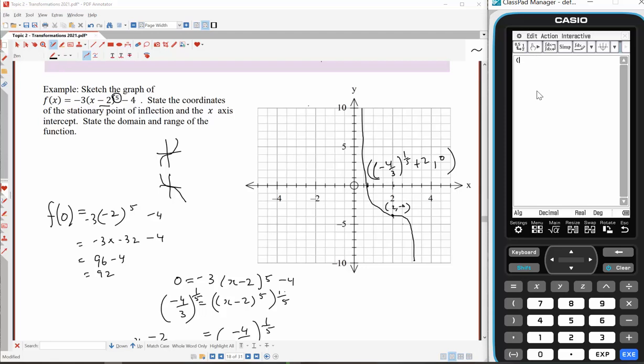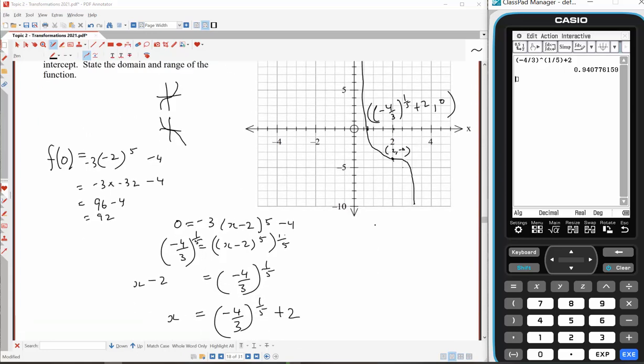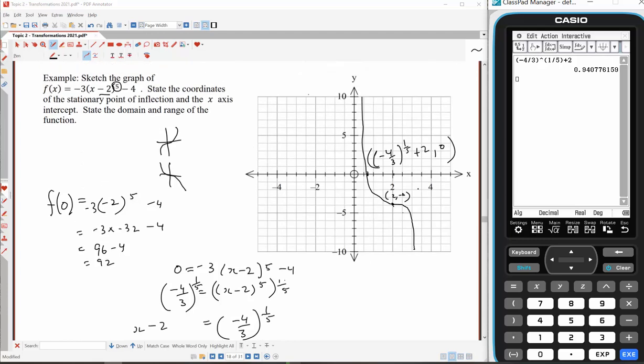Let's just evaluate it though. (-4/3) all to the power of 1/5 plus 2, and we're in decimal. So 0.94. So you can see I'm out by a little bit. So really it should come in sharper and come down there, but we're not to know that, and that's a hard one to really sketch correctly. So near enough is good enough on that, and the key thing is to understand what the graph will look like. That's the key skill here.